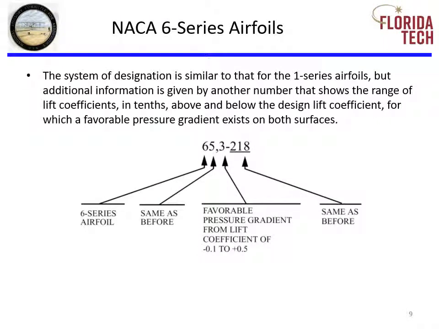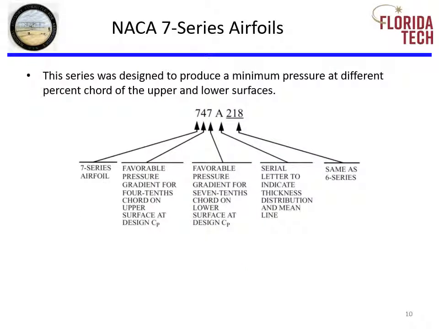The 6-series airfoil is similar to that of the 1-series airfoil, but additional information is given by another number that shows the range of lift coefficients in tenths above and below the design lift coefficient for which a favorable pressure gradient exists on both surfaces. The 7-series airfoils were designed to produce a minimum pressure at different percent chord of the upper and lower surfaces.